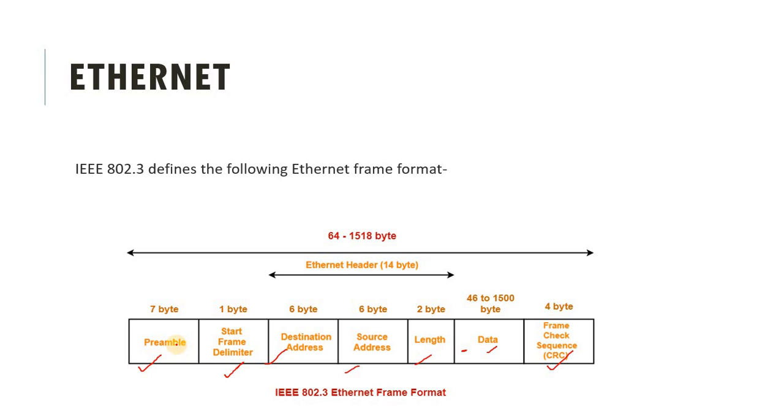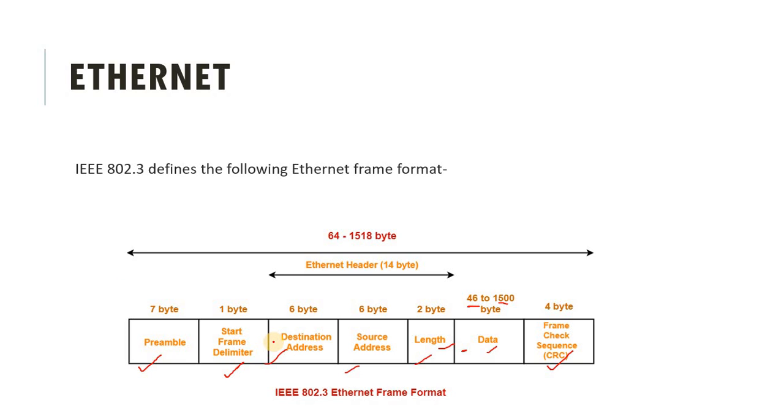Here the total length of the data frame is 64 to 1518 bytes based on the data, because we have a minimum limit of 46 bytes and a maximum limit of data of 1500. So if the data is 46, then 46 plus 2 plus 6 plus 6, it becomes 64. And if it is 1500, then 1500 plus 2 plus 6 plus 6 becomes 1518. So that is how the maximum size of the frame is determined.